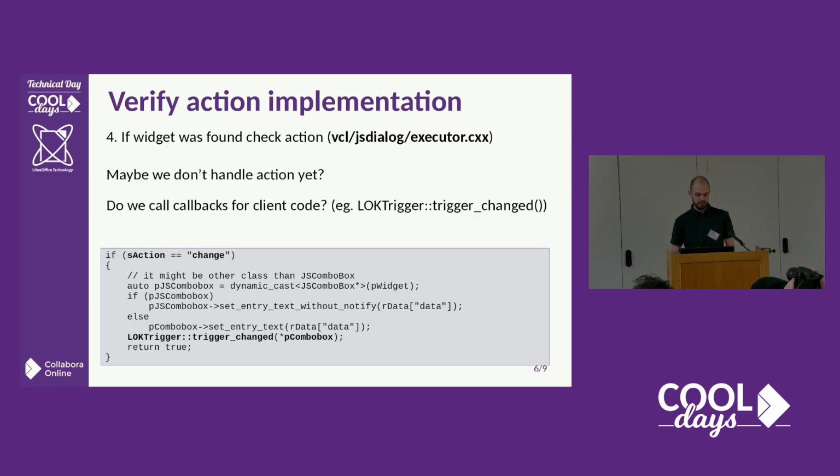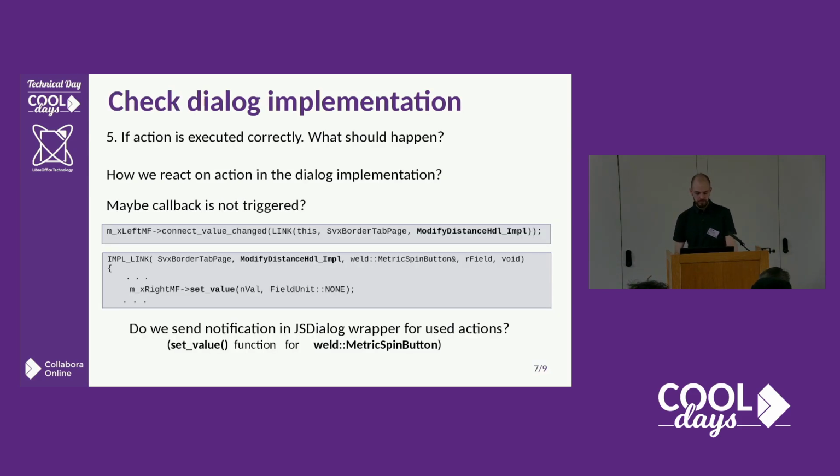For example, for the change event, we have some code for the combo box, and that's correct. But sometimes we still have some missing pieces of code, so you should check if that is maybe not implemented. But if it's implemented, the very important thing is to not only set the new values for some widgets, but also call the callbacks for the dialog code. So we have to look if there is use of log trigger, which triggers also the callbacks, which tell the dialog that something was updated. If that is done, then we should move to the dialog implementation itself. Maybe something is missing there.